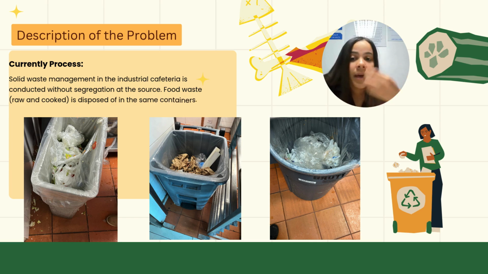the factory. The solid waste mismanagement in the industrial cafeteria is conducted without segregation at the source. Food waste, raw and cooked, is disposed of in the same containers, as you can see in the photos. These are the trash cans that we have in the kitchen and also in the food court.